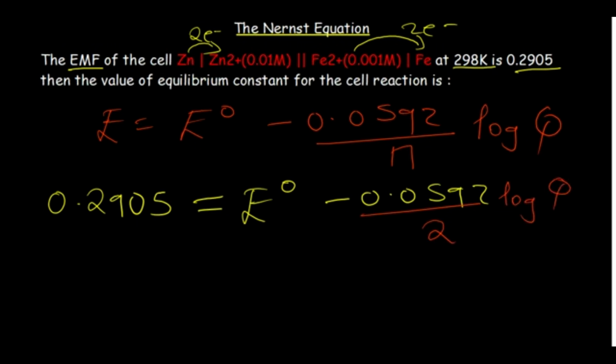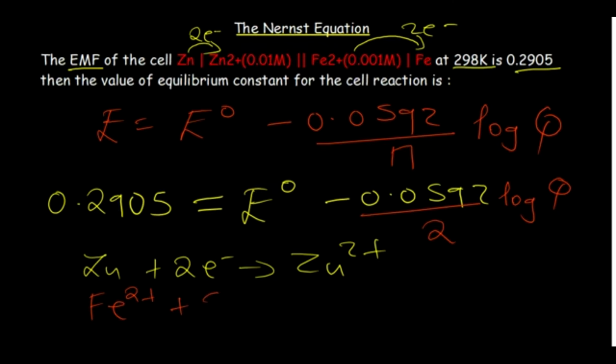So what is our Q? Let me just write down the half reactions to help you understand. The fact that zinc is written first means it's on the anode, so it's the one being oxidized. So 2 electrons were being lost to give us zinc 2 plus. And then for the iron 2, we expect the opposite. Iron 2 was being what?